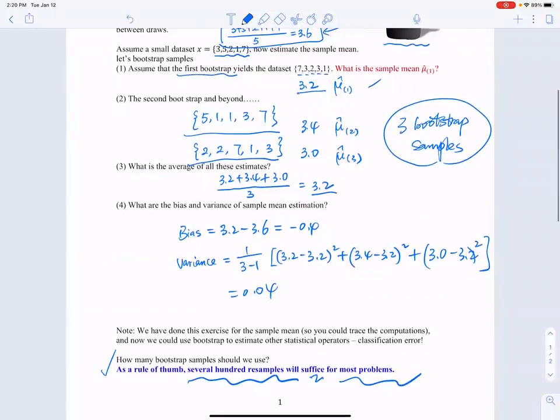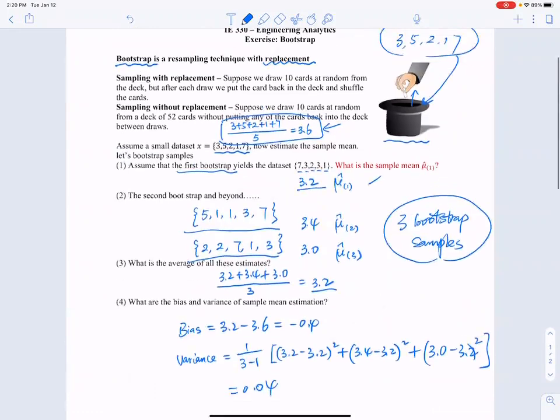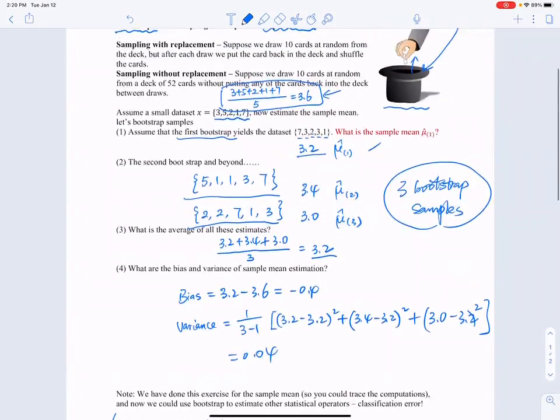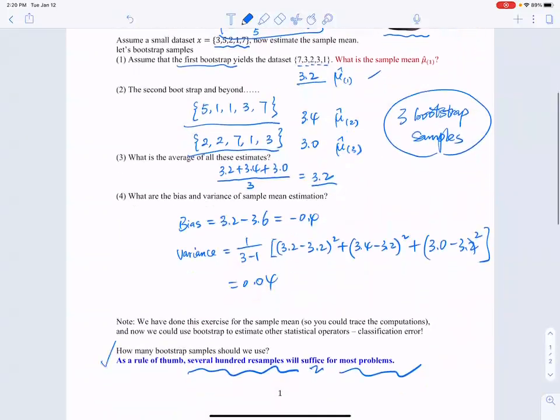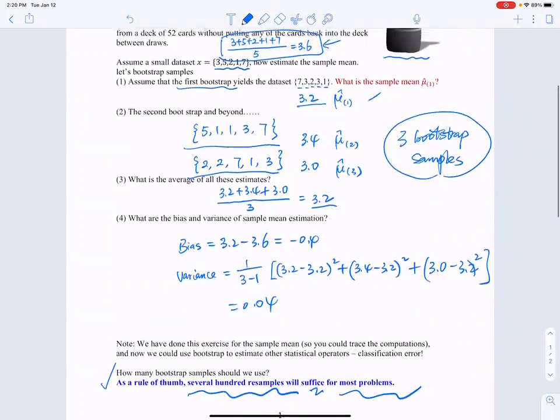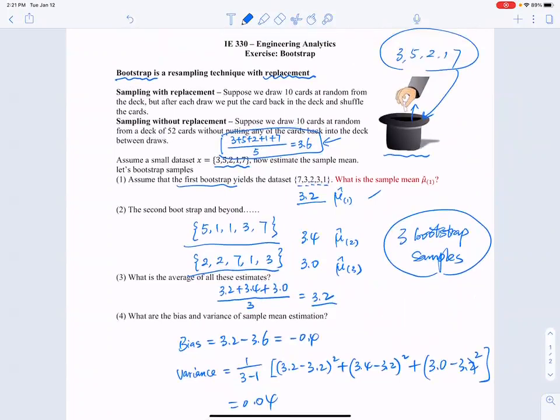Then the estimation will asymptotically converge to 3.6. So this is an example of bootstrapping and how to do the bootstrapping, and how many bootstrap samples we need to estimate a particular statistical operator, including mean, classification errors, and error rate, those kinds of statistical operators. So this is the end of this example.